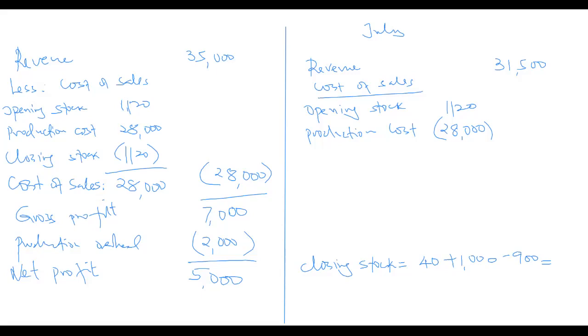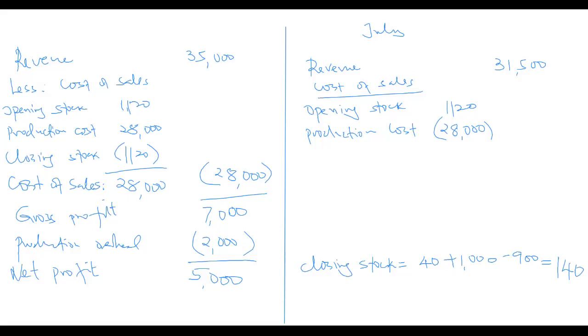$100. Are you sure? I haven't answered the question clearly. At the beginning of the month, you had 40 items. You produce 1,000. You sell 900. So how much do you have that you're yet to sell, which you call the closing stock? 140. Therefore, by the end of the month of July, the company is yet to sell 140.